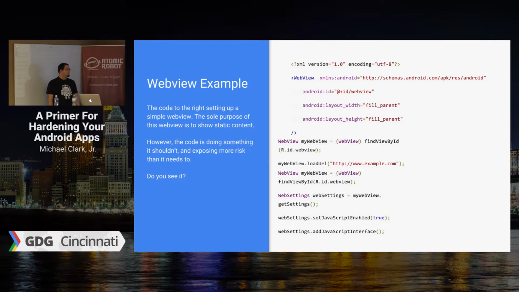It's an M1 violation. But just setting JavaScript enabled, if you're not running JavaScript, if you're just making static content show up, why would you even turn this on? So just leave it turned off, which it is by default, and just use what the platform gives you. It's a pretty simple example. It's something that a lot of people use WebViews for static content.